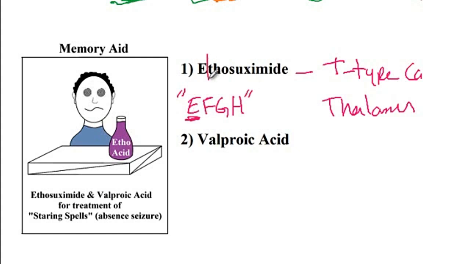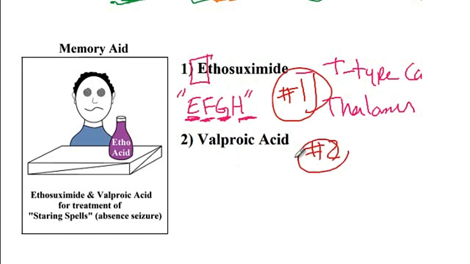So ethosuximide is associated with fatigue, GI disturbances, as well as headache. And then the next medication which is used for the treatment of the absence seizure is valproic acid. So ethosuximide is the number 1 choice, while valproic acid is the number 2 choice. And valproic acid functions by inhibiting the sodium channels as well as increasing the GABA concentrations.